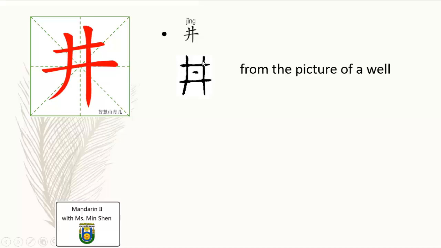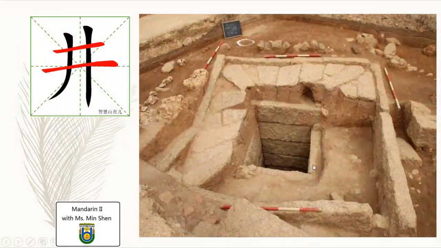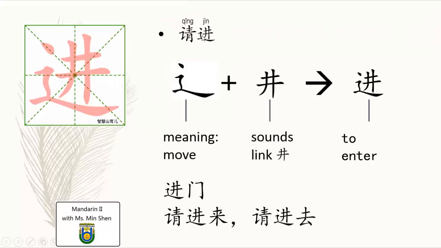So how do we say well? We say it as 井. Today we still say this one. For example, water well, 水井. And this is the 井. This is a 水井 from the Song Dynasty, which was discovered in Hong Kong. So somehow it's the evidence to show that civilization existed as early as the Song Dynasty in the Hong Kong area. And we want to use this 井 to present the sounds.